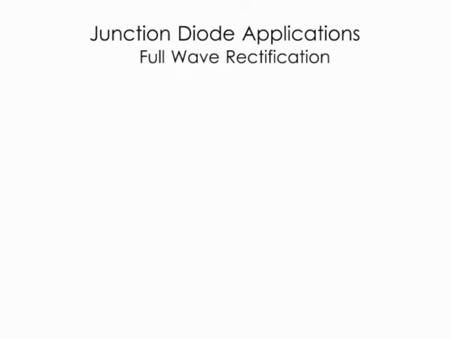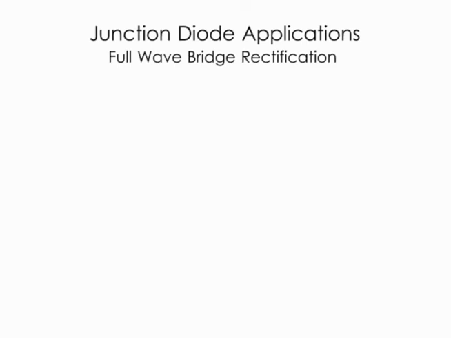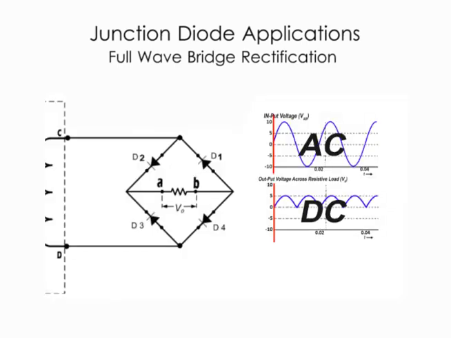Now full-wave rectification. Full-wave rectification is divided into two: full-wave bridge rectifier and full-wave rectifier with center-tapped transformer. The difference is in the elements used. Full-wave bridge rectifier. Full-wave means that the rectification happens in both the negative and positive cycles. The setup used is similar to a Wheatstone bridge.